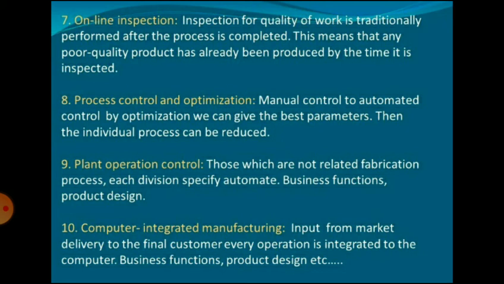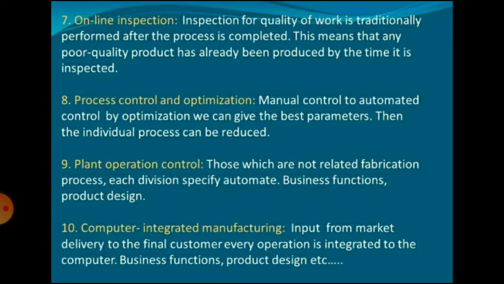Seventh strategy is online inspection. Traditionally, inspection is done after the process is completed. In online inspection, it permits corrections to the process as the product is being made. This reduces scrap and the product is made closer to specifications.